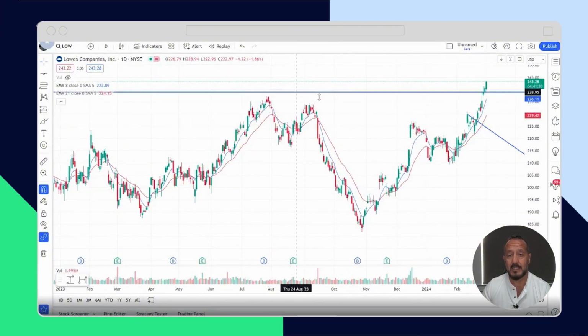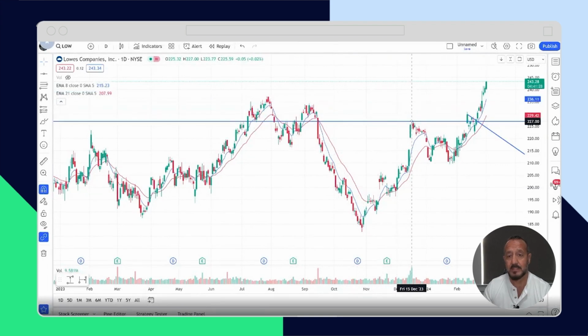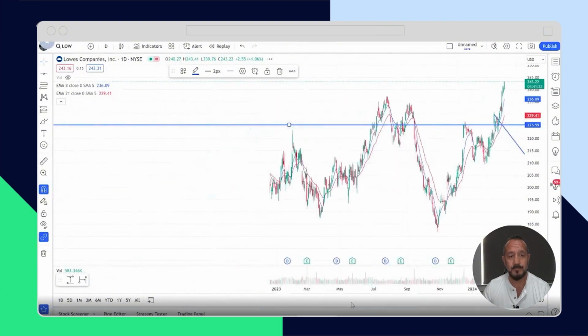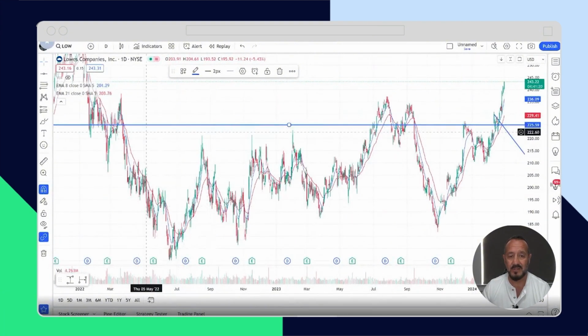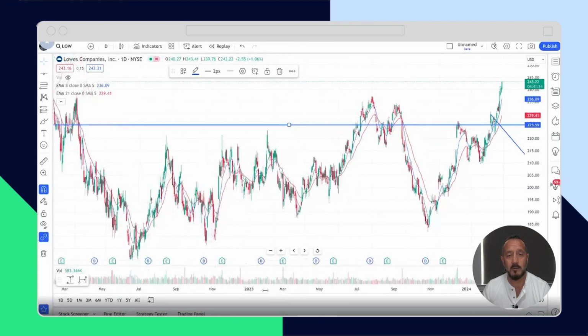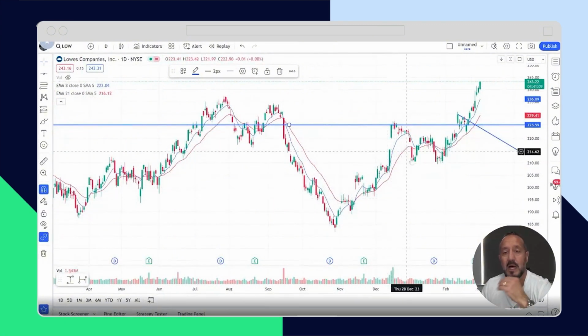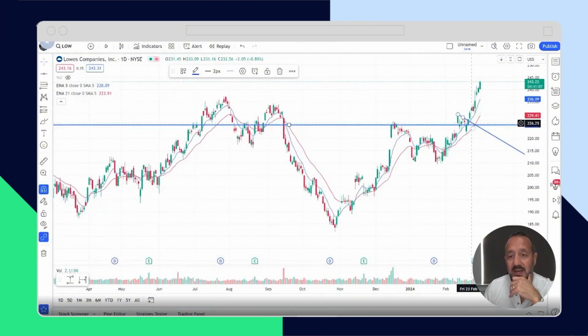Well, if I put the line here, I can see that this particular level kind of mattered here as well. If I go back in time, it didn't really matter that much anywhere else. I mean, it was part of the consolidation here. While that is support, it's not significant. Plus, it's kind of right in the middle of the rotation zone.